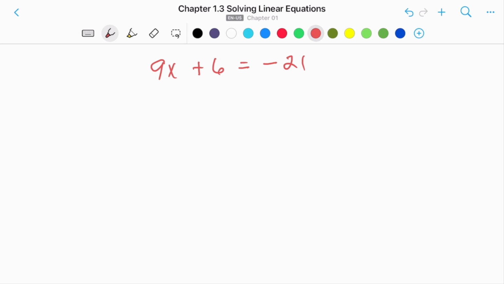Okay, we're back. Now, here's what we're going to do. We're going to start off. I like to do different colors so you can see where my actions are. Here we go. We've got a minus. We've got 9x plus 6 minus 21. I'm going to isolate this 9x, so I'm going to say a minus 6 here and a minus 6 here. And that makes that 9x equals negative 27.